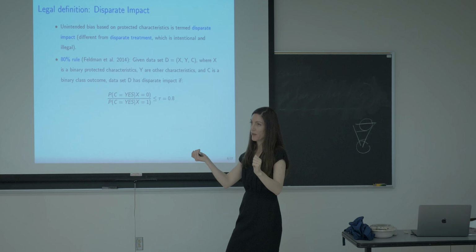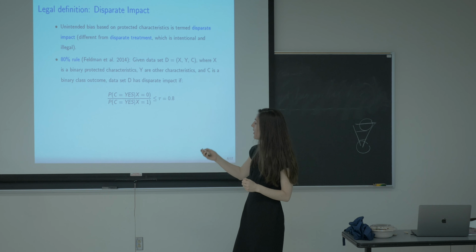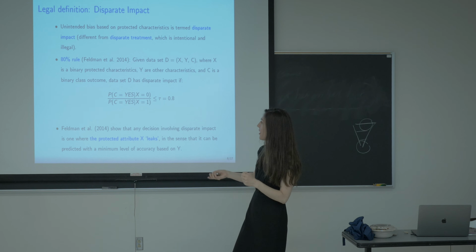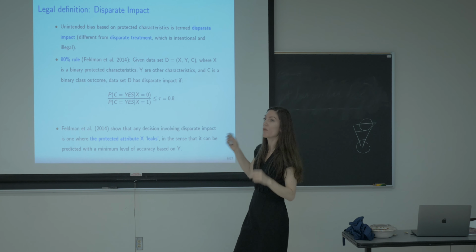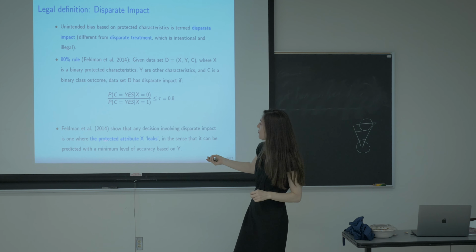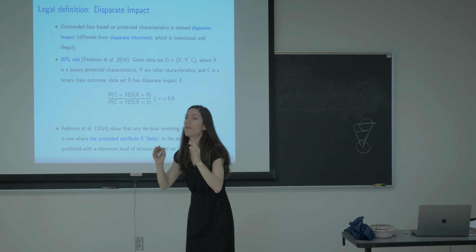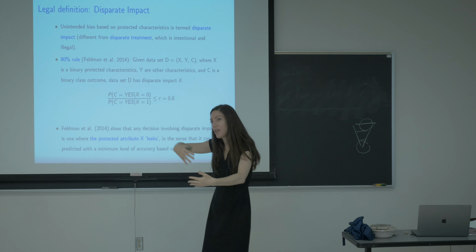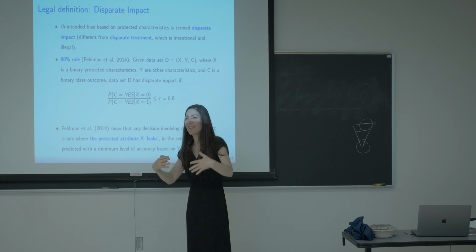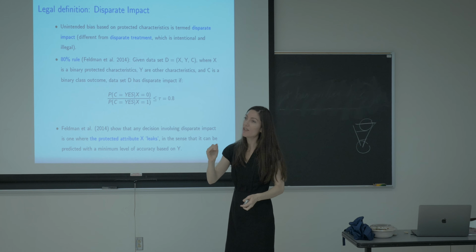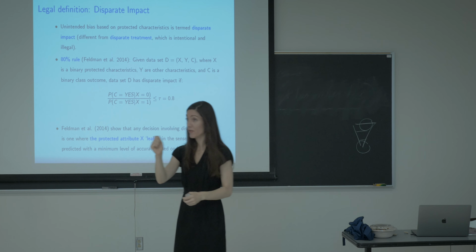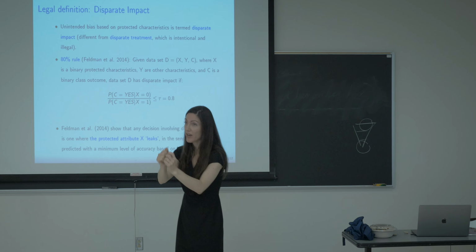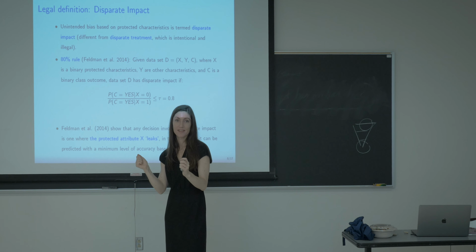The reason it was useful to reference this rule in that paper is that the authors show that whenever the ratio of probabilities is lower than 0.8, it also happens that the protected attribute X leaked into the other information in the data set. What does that mean? It means that in situations where this ratio of probabilities is lower than 0.8, you can predict the protected characteristic pretty accurately based on other information contained in the data set.